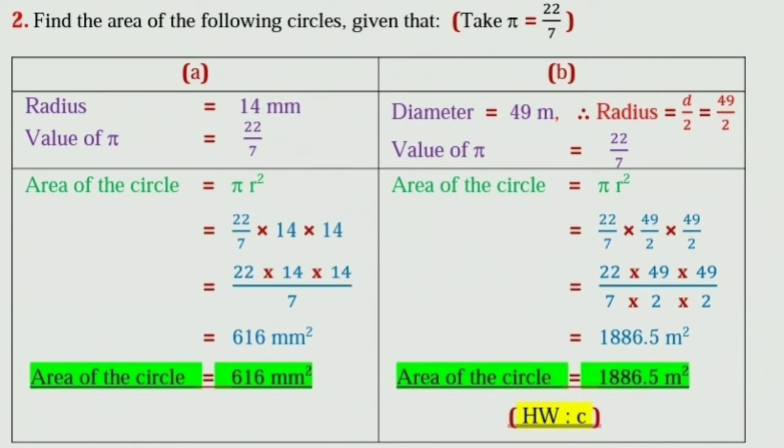Now B, diameter is 49 meter. Students, here the diameter is given, so we have to first find the radius. Therefore, the radius is equal to D by 2, which is 49 by 2. Now the value of pi is equal to 22 by 7. Area of the circle is equal to pi r square. Now substitute all the values: 22 by 7 into 49 upon 2 into 49 upon 2. After simplifying this, we will get 1886.5 meter square. Therefore, the area of the given circle is equal to 1886.5 meter square. Is it clear, everyone?